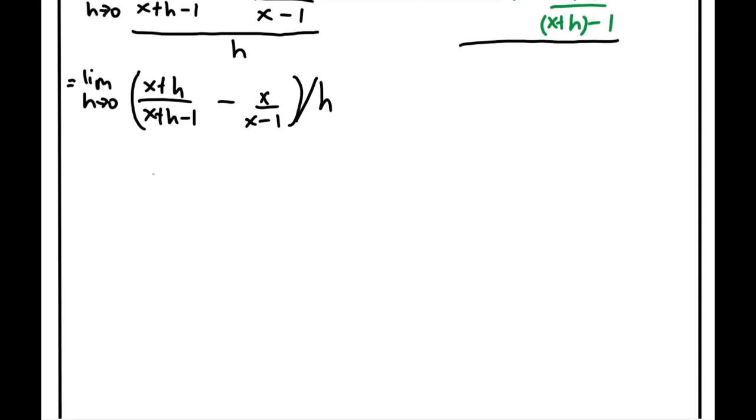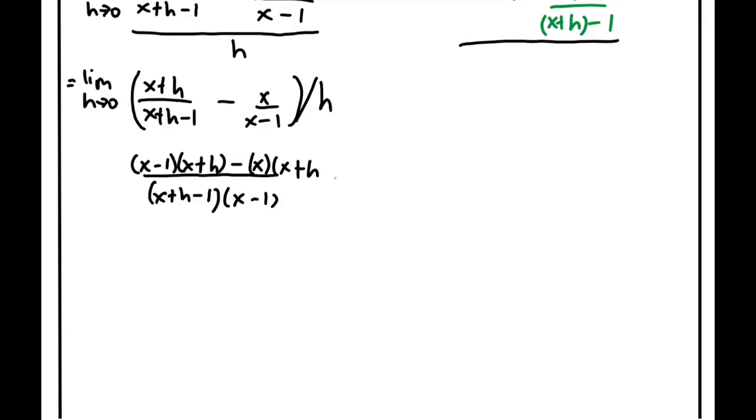Now let's simplify these two fractions. Our common denominator is going to be x plus h minus 1 times x minus 1. X plus h minus 1 into the denominator, you get x minus 1 multiplied by x plus h, minus x minus 1 into the denominator, we get x and x plus h minus 1. This entire thing is divided by h. And this is limit as h approaches 0.